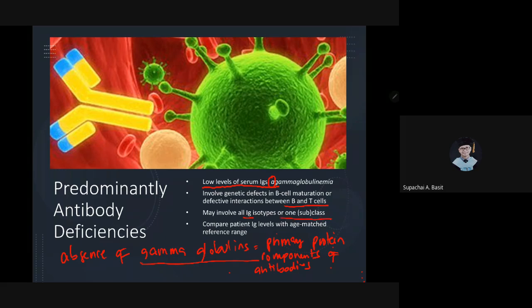So here we compare patients' immunoglobulins with age-matched reference ranges. What does it mean? Age-matched reference range, because the reference range or the normal values of immunoglobulins in our body depends on your age. So for example, a neonate will not be able to produce its own antibodies yet. So his level will be different from that of toddlers or even that of adults.